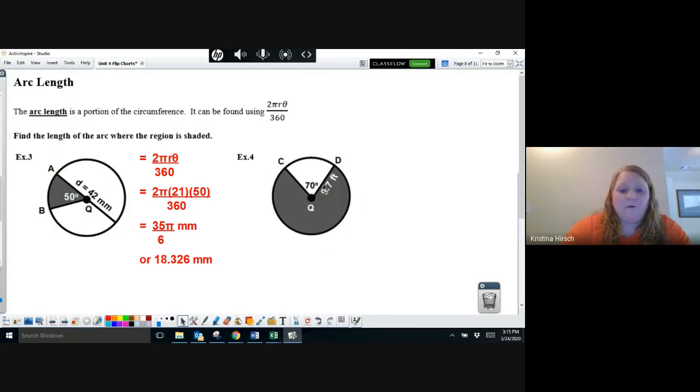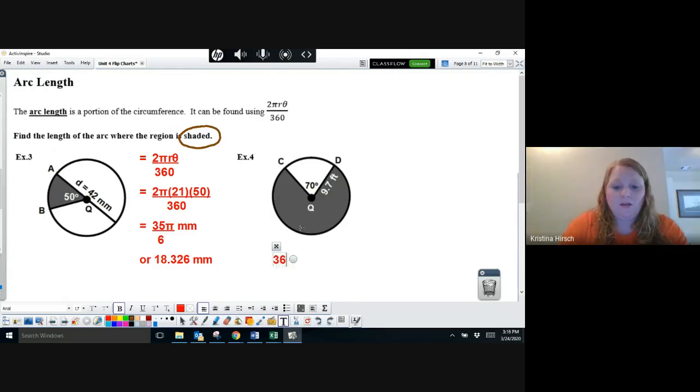For this last example, you'll notice that for the shaded part, they don't give me a measure. I know the unshaded is 70, but what are they asking for? Well, they're asking for the shaded region. I know that the unshaded region is 70 degrees, so if I subtract from 360, 360 degrees minus 70, I get 290 degrees. So this little part right here would be 290 degrees.